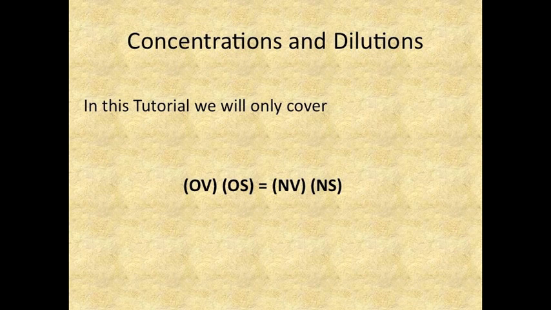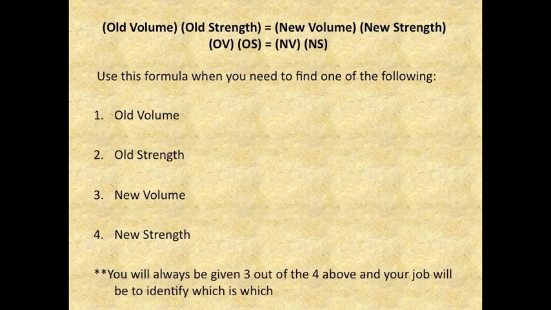Today we will only cover the following formula, which stands for old volume times old strength equals new volume times new strength. You will use this formula when you need to find one of the following: old volume, old strength, new volume, or new strength. You will always be given 3 out of the 4 above, and your job will be to identify which is which. That is the hardest part of this formula.